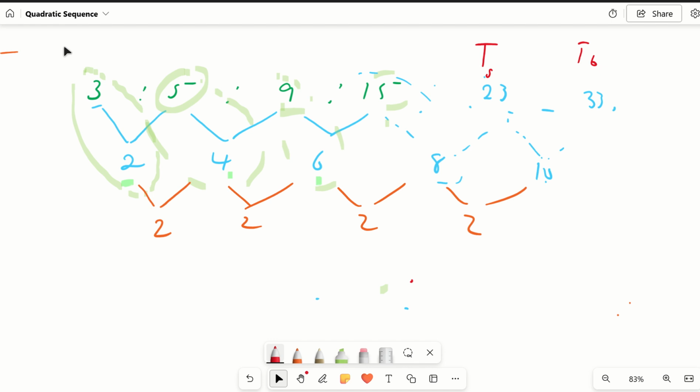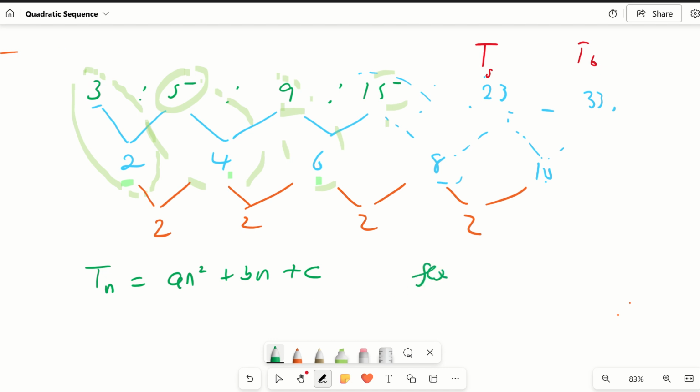Now, whatever question comes and says find t100 on this specific number pattern, it will take you quite a long time until you get to the 100th term. But as you can imagine, we do have a shortcut to this in the form of a formula. And that is, the general formula for a quadratic pattern is Tn equals an squared plus bn plus c.